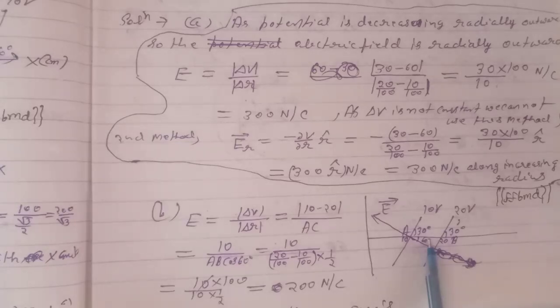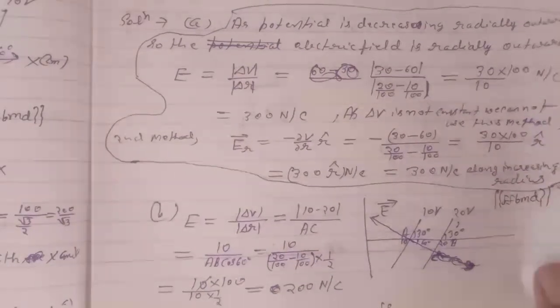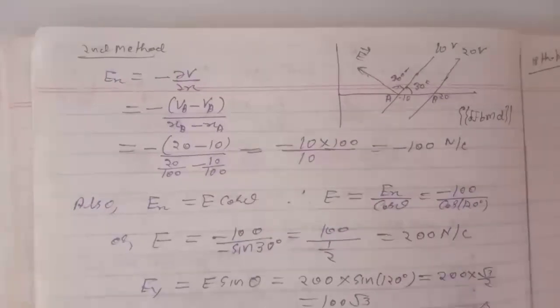AC by AB equal to cos 60. So AC is AB cos theta. Now the value of AB is equal to 20 minus 10. So 20 by 100 minus 10 by 100 into cos 60, equal to 1 by 2. Next problem is our second method. We can solve this also by the second method.